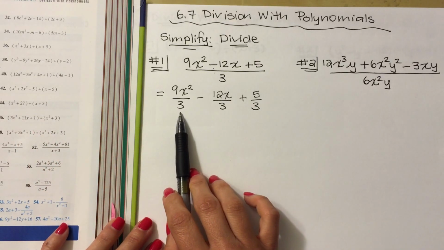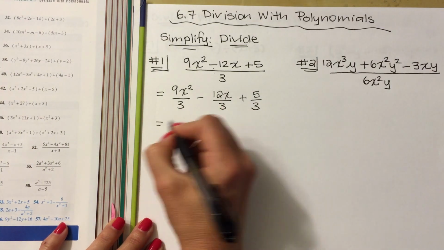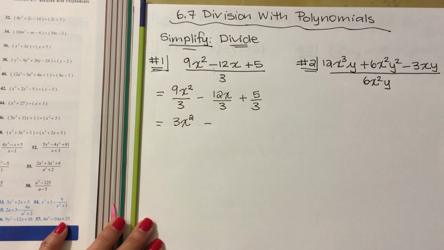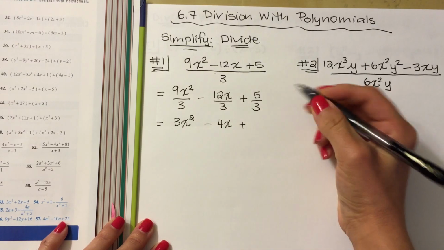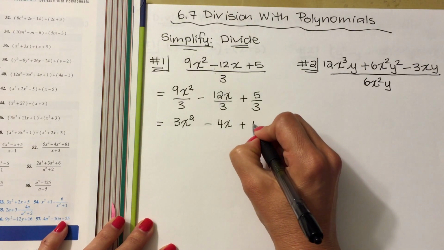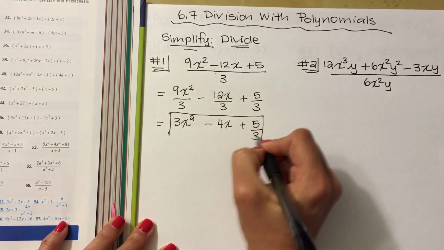For this first fraction, I know that 3 goes into 9 3 times. So we have 3x squared minus, 3 goes into 12 4 times, 4x, plus 5 over 3, which we cannot reduce, so we recopy it. This is the final answer.